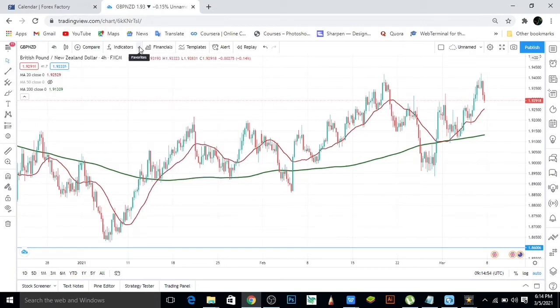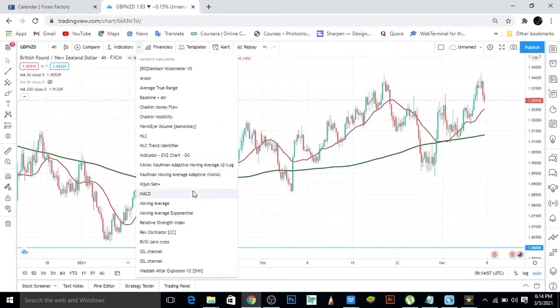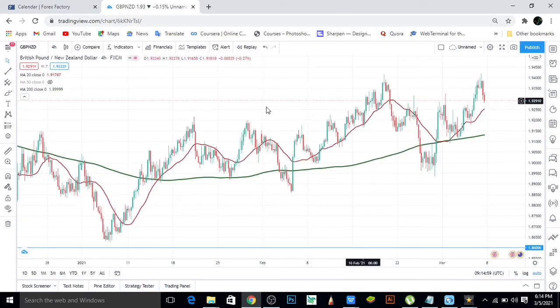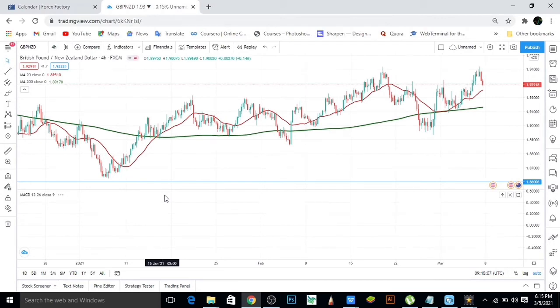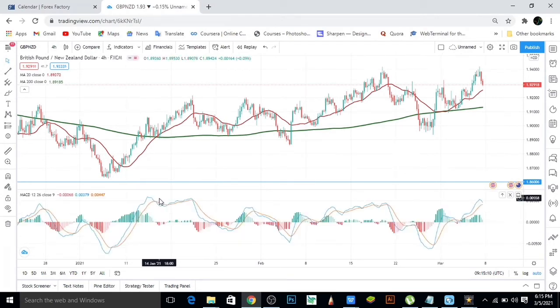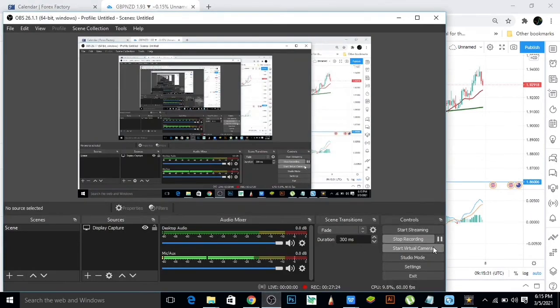For example, let me show you the MACD. Let me close this 50. So the MACD just means moving average convergence divergence. Now, what does the MACD do? Basically, you can see some bars here, red bars, green bars. You can see them.